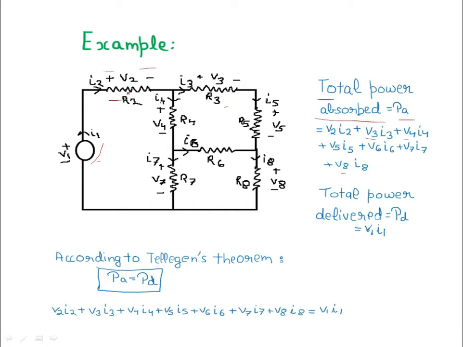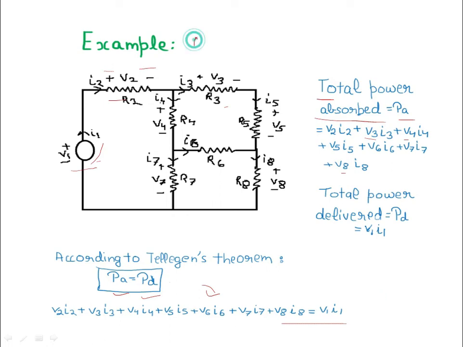then total power delivered. Who will deliver the power? Active element. So it is V and I1, and according to Tellegen's theorem, this power absorbed is equal to power delivered. It is basically another form of law of conservation of energy. So we'll equate these two equations, and then we can find any value which is asked in any question.